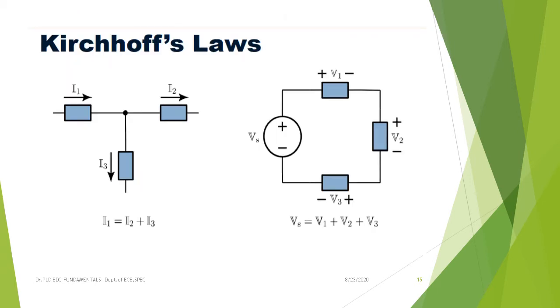Coming to Kirchhoff laws, I have already given Kirchhoff voltage law and Kirchhoff current law, but here I would like to specify that the sum of currents entering the node is equal to the sum of currents leaving the node. I1 is the current entering the node and I2 and I3 are the currents leaving the node. So I1 is equal to I2 plus I3.